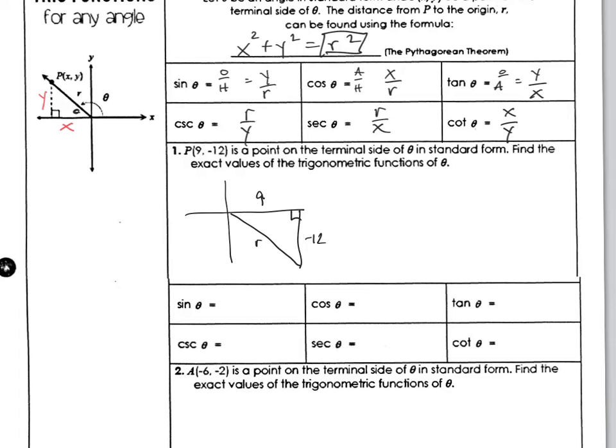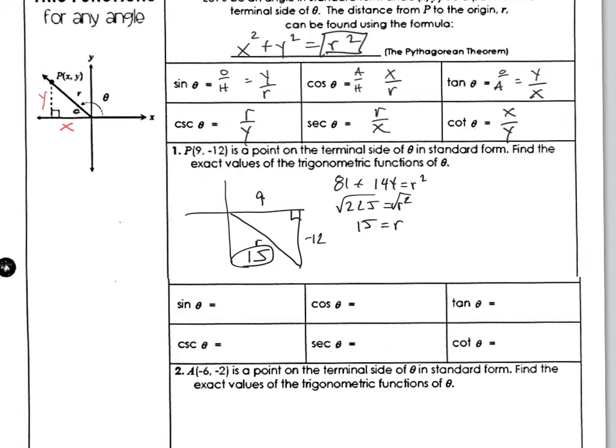So we have Pythagorean theorem: 9 squared, negative 12 squared is positive, and of course we're missing the hypotenuse. So this is 225, which is a perfect square. Now your hypotenuse will always be positive, so you don't have to worry about its sign. It's the X or the Y that might be negative. Now we do know that the 12 is negative.